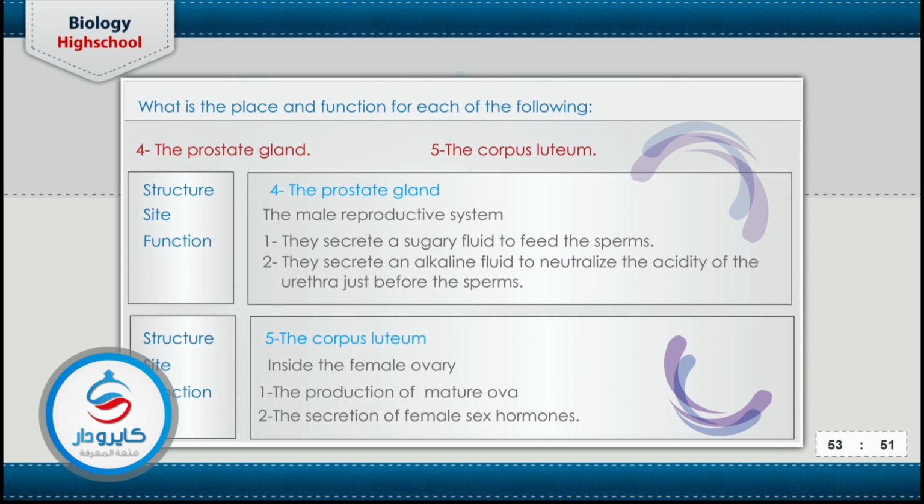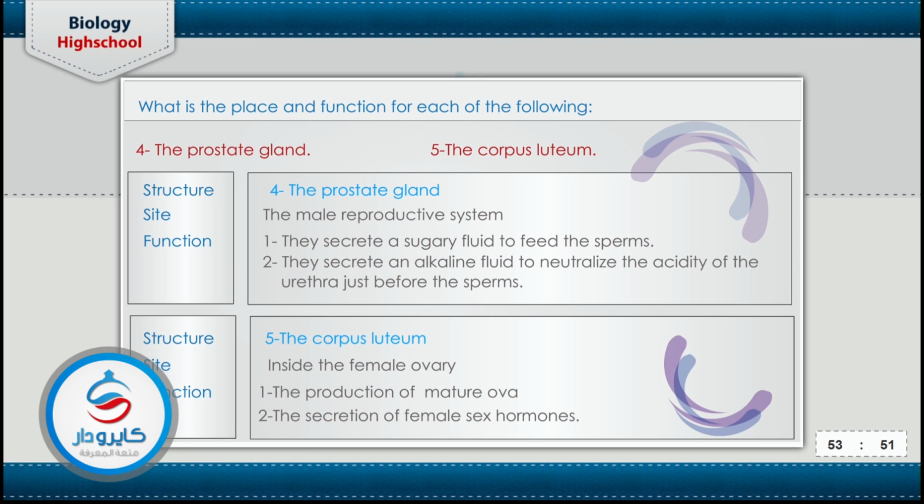The prostate gland. The prostate gland is located in the male reproductive system around the neck of the urinary bladder. It is responsible for the secretion of a sugary solution to feed the sperms, and also secretes an alkaline substance to neutralize the acidic urinogenital duct to facilitate the passage of the sperms which can't live in the acidic medium.